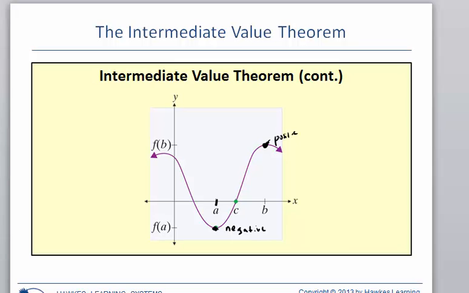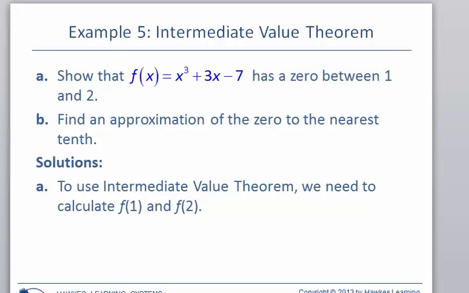And if you think about it, that only makes sense. If you've got one negative and one positive, somewhere in between, it had to go across that 0 line to change the sign. All right, so let's look at this with an example.